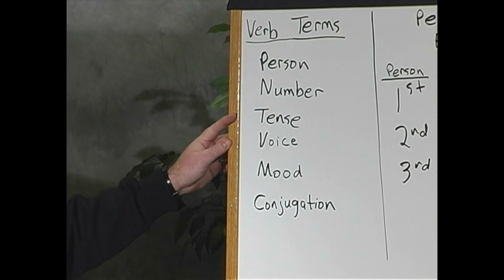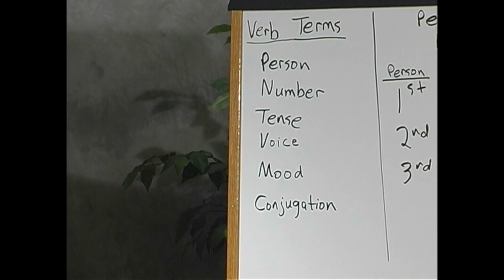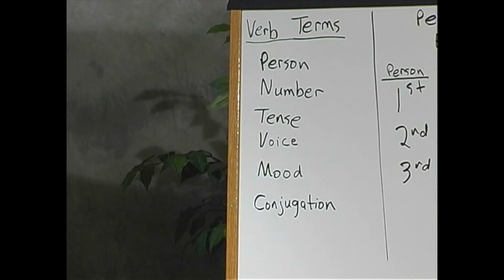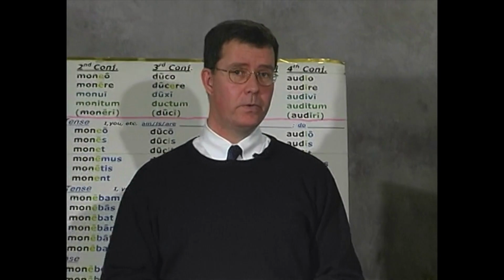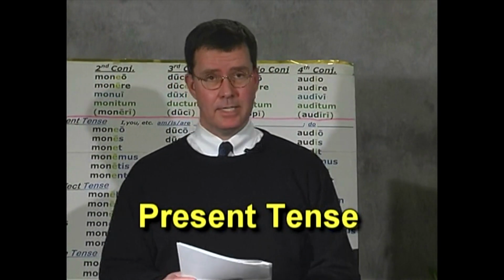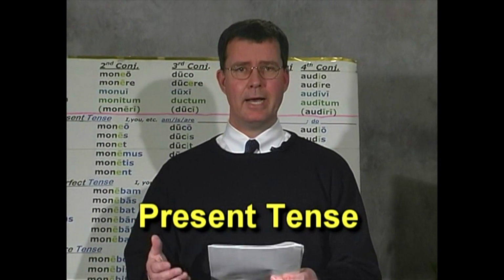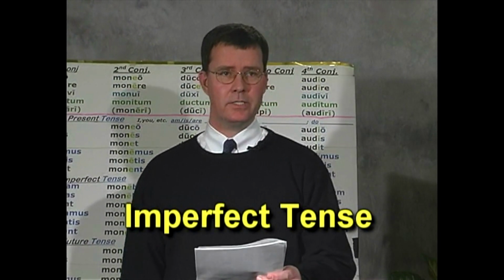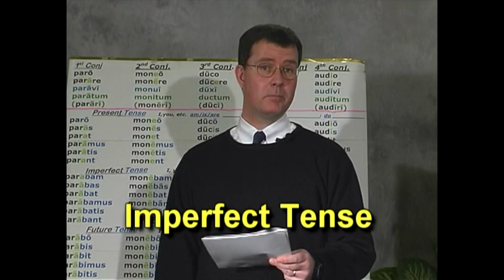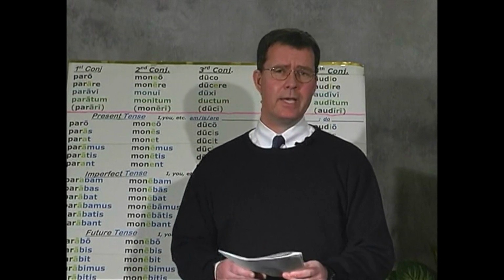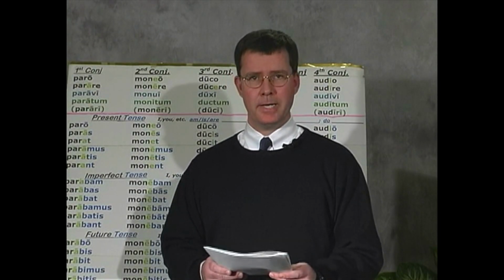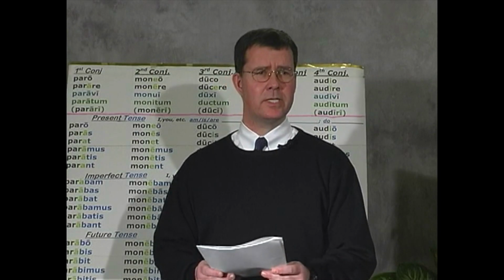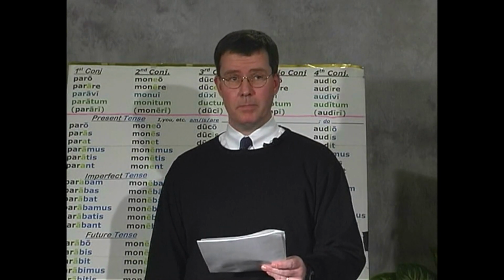Tense tells us when the action of the verb took place. The simple categories of tense are present, past, and future. Latin has six tenses in the indicative mood. The present tense indicates an action that is going on now. The imperfect tense, which literally means not completed, indicates ongoing action in the past time period, or progressive action in the past time period, although the imperfect tense in Latin can be the equivalent of the simple past tense.